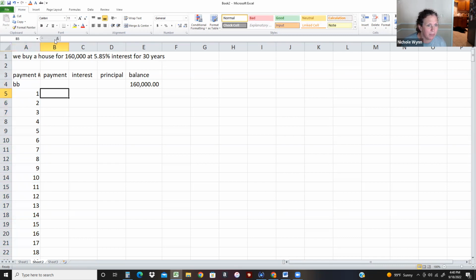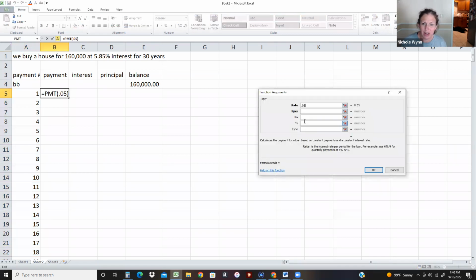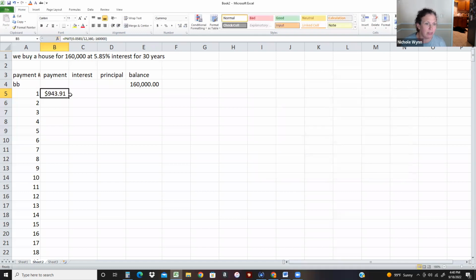But your payment, f of x, payment, 0.0585. I gave you a really weird interest rate on purpose, but divide it by 12. 360 months, and the amount you're borrowing is negative $160,000. So your payment would be $943.91. Interest, click on that. I equals PRT times 0.0585 times 1/12.